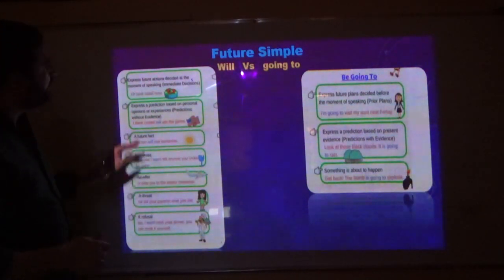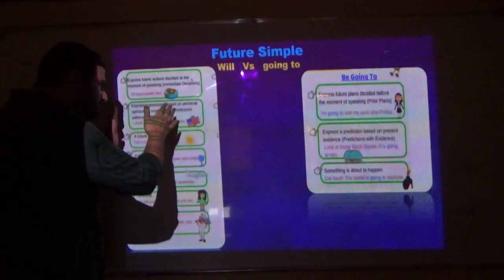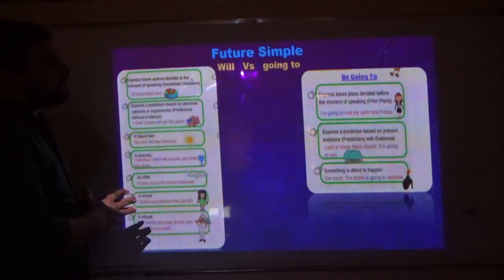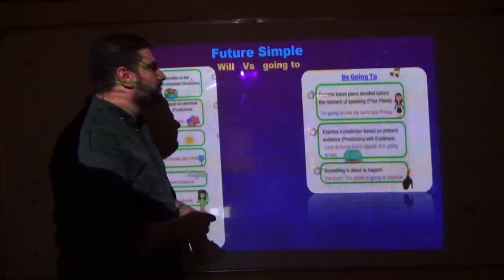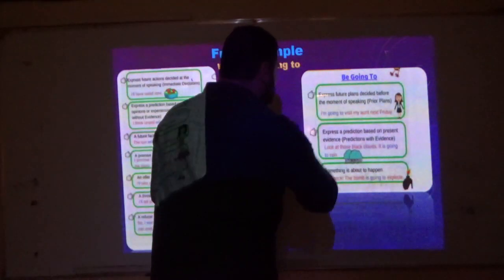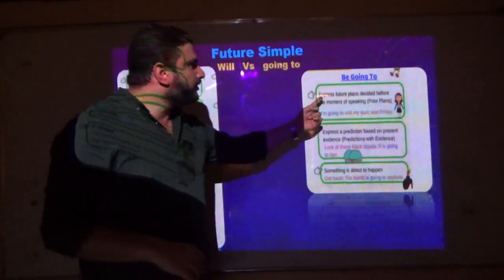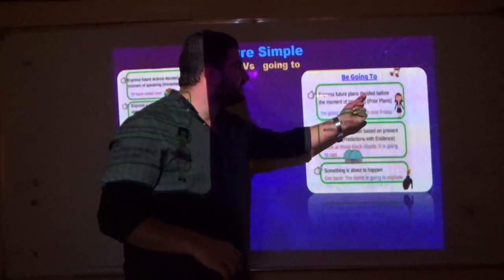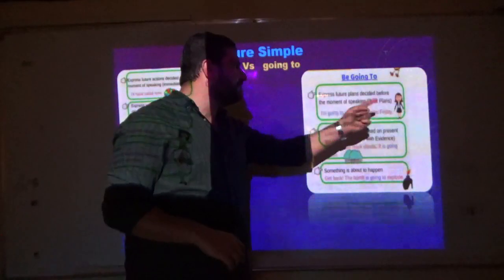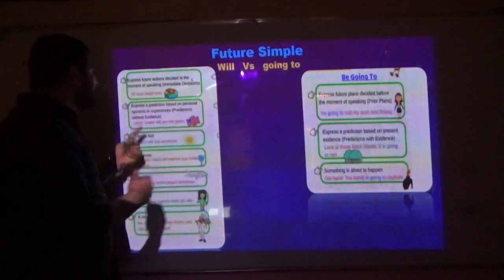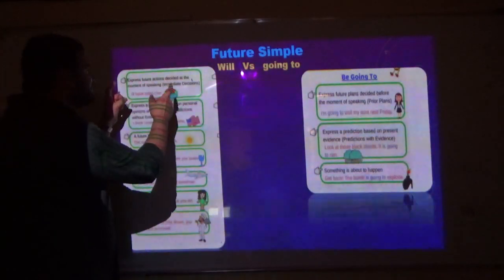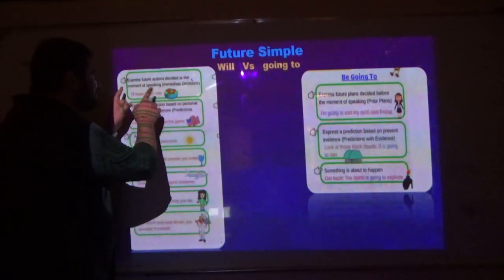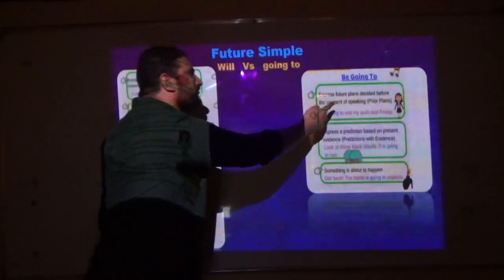We have some other usages, but we will focus on these usages mainly. Let's move on to going to, and how we can use it to express the future. The first use is to express future plans decided before the moment of speaking, prior plans. And compare it to this part. In will we said the decisions are taken or made at the moment of speaking, but this one before.